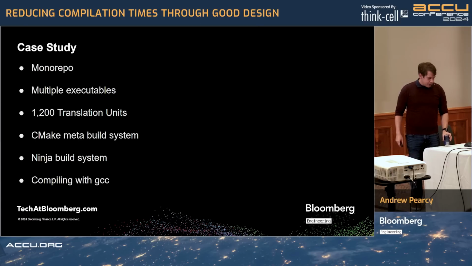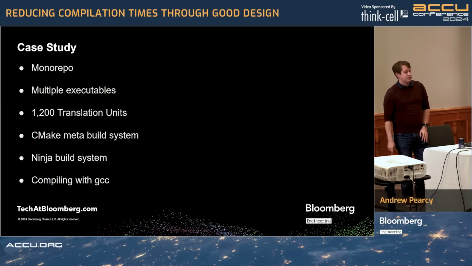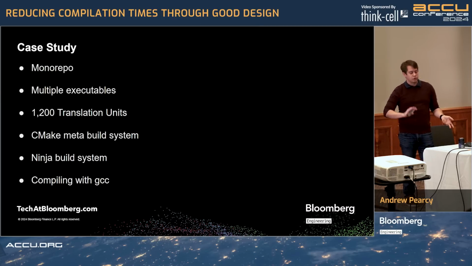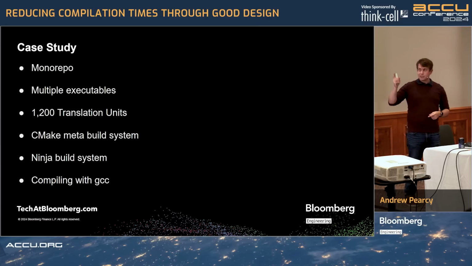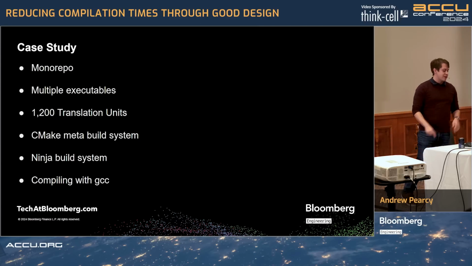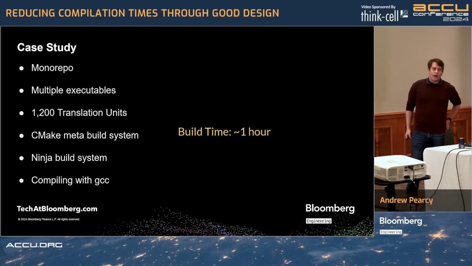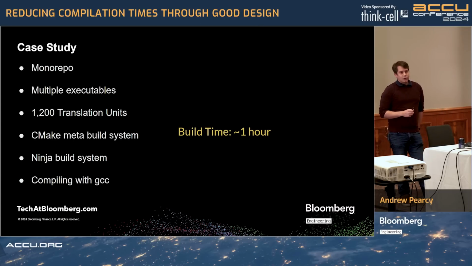Yeah. So as you can see, what we were dealing with, we had a monorepo, building multiple executables out of that. It's about 1,200 translation units, not the largest repo, not the smallest repo. Using CMake as our meta build system and Ninja, you can kind of see why I was suggesting everything beforehand. And compiling with GCC. And when we started out, our build time was about 1 hour, which we thought was a little bit too long for the size of our project.